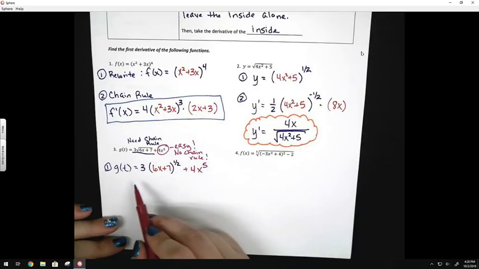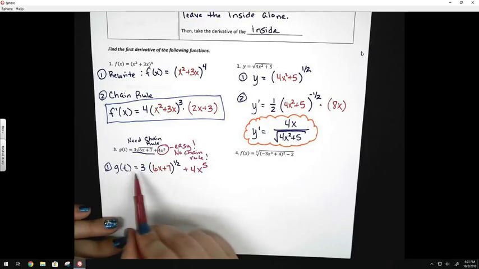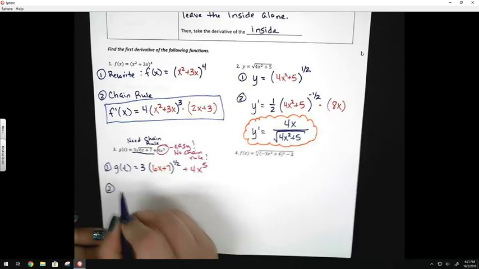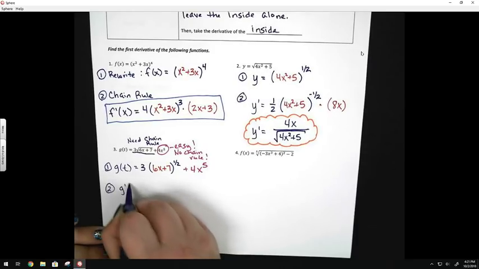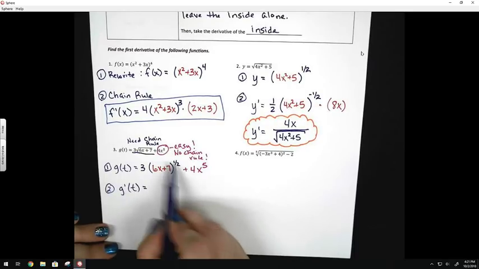Now notice I didn't take a derivative yet. No dropping exponents and subtracting 1 yet. This is my rewriting stage. This is the exact same function as my original. I just wrote it in a different way. Now I'm going to go ahead and actually take the derivative. So g prime of t is going to equal, I'm going to need some power rule and chain rule here.